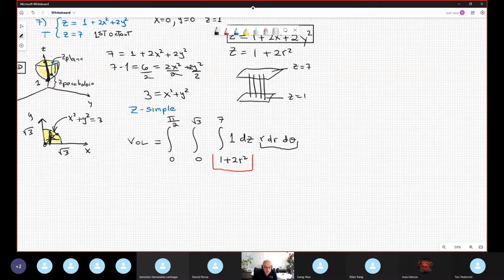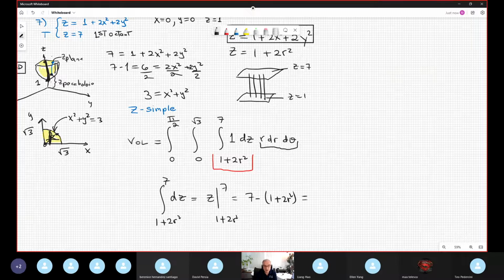You copy separately, evaluating 1 plus 2r squared and 7. And the derivative is easy. Evaluate in between 1 plus 2r squared and 7. Actually, it's 7 minus 1 plus 2r squared. So, 6, no? Minus 2r squared. Something like that. Cool?